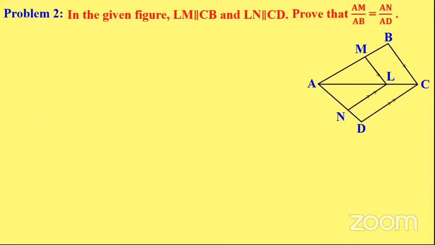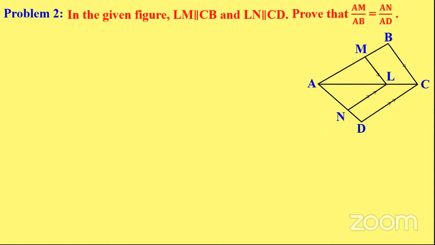Pawan Kalyan, read the problem. Sir, in the given figure, LM is parallel to CB and LN is parallel to CD. Prove that AM by AB equals AN by AD. Very good. In the given figure, LM is parallel to CB and LN is parallel to CD. These two statements are given. The picture is very interesting, with quadrilaterals and triangles all in the picture.